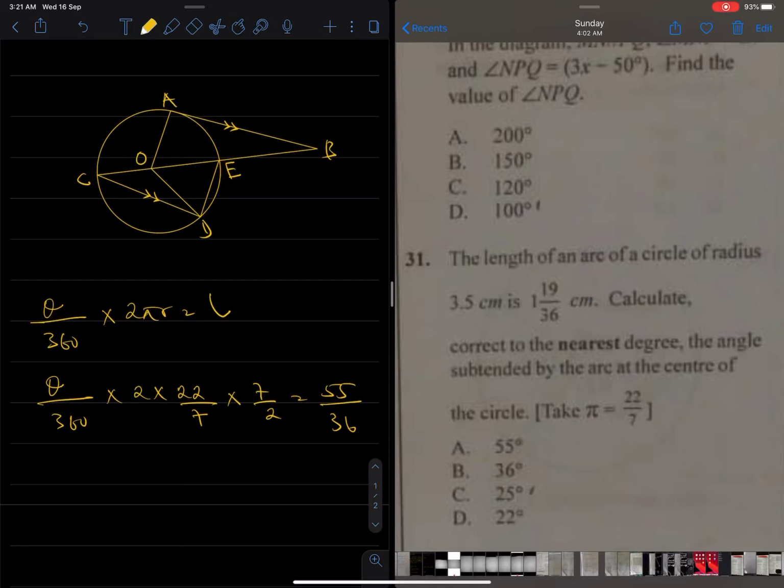Yeah, so welcome back. We continue with the objective questions, and the next question is number 31. The length of an arc of a circle of radius 3.5 centimeters is 1 19/36 centimeters. Calculate, correct to the nearest degree, the angle subtended by the arc at the center of the circle. Take pi equals 22/7.